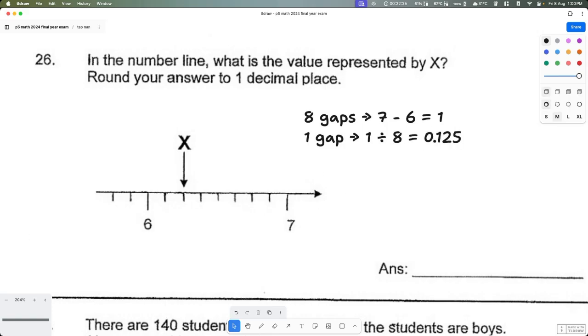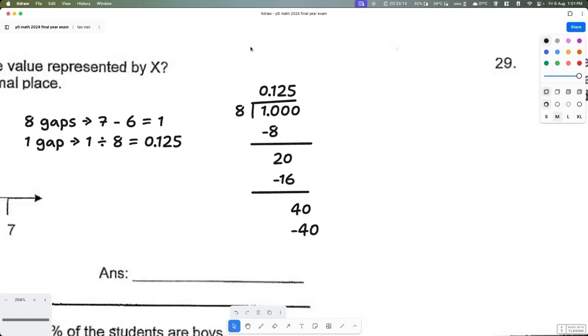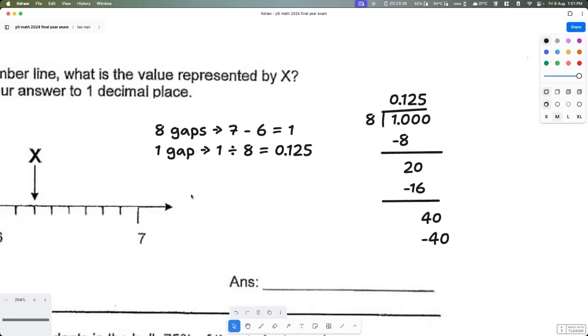I will show you the workings on this. It will look something like this. So 1 divided by 8. In this case, we just put 0 because we cannot divide 1 by 8. So we have 10 minus 8, which gives us 2. We bring down another 0. We get 20 minus 16, so this will be 1 and 2. And lastly, 20 minus 16 is 4. We bring down another 0. This will be 40, and that will be 5 times 8. So that is one gap.